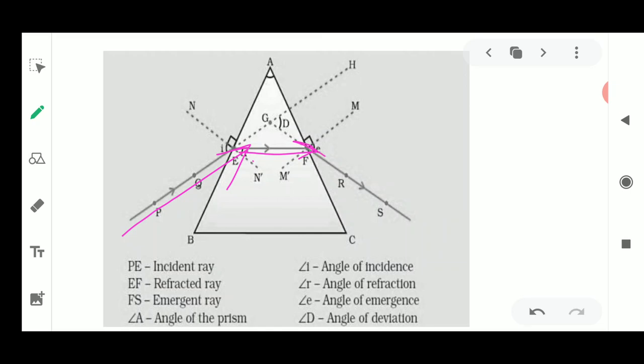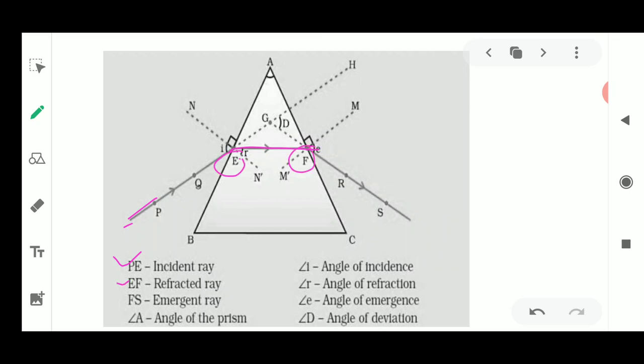Next, the light ray is moving out. Now these two terms are very clear. The first one is the incident ray. This PE is the incident ray. Next is the ray which is being refracted. So this is the refracted ray, EF. This is E, this is F, the refracted ray.